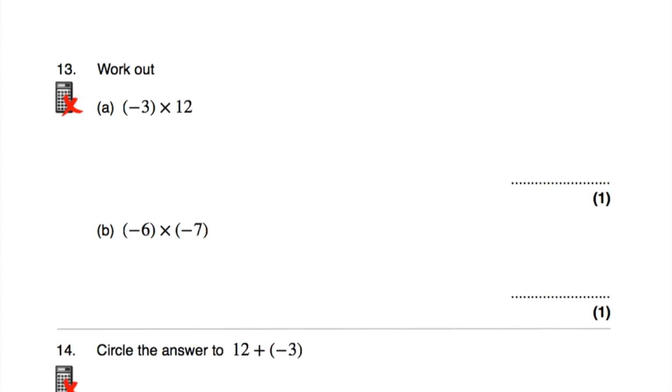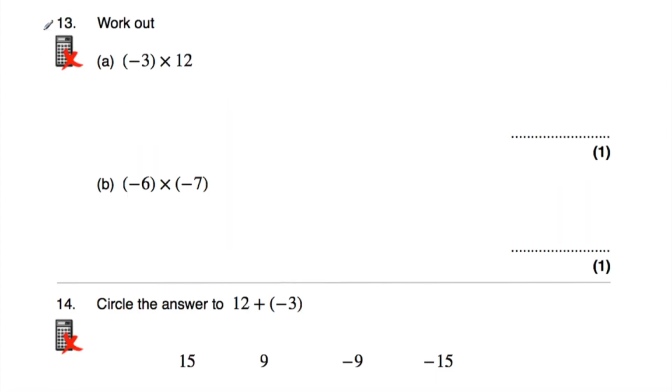Okay, let's have a look at our next question. Question number 13. So we've got 13a, work out negative 3 multiplied by 12. Well, a negative times a positive is a negative, and 3 times 12 is 36. So that means that negative 3 times 12 would be negative 36, so minus 36.